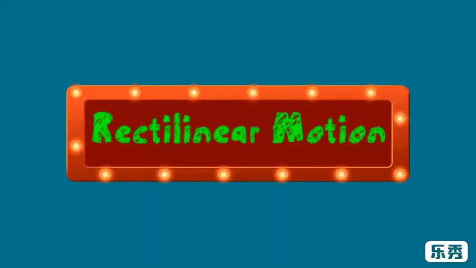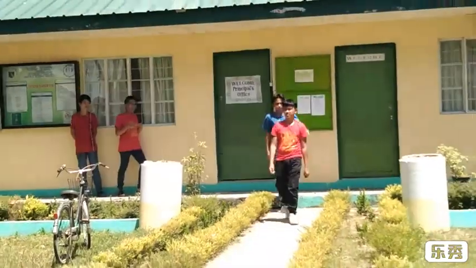Hi guys. There are five forms of motion: rectilinear motion, curvilinear motion, rotational motion, oscillatory motion, and the last, revolutionary motion. Rectilinear motion is another name for straight line motion.